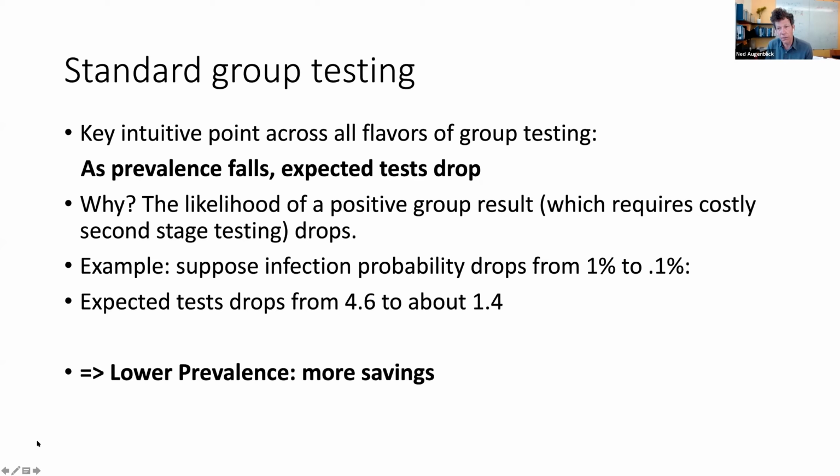Suppose that the infection probability at the time of testing drops from 1% to 0.1%. Well, then what that's going to do is mean that the likelihood that we get a negative goes up a lot. That means that the expected tests drop from 4.6 to only 1.4. And so now we get huge savings. The implication here is just that lower prevalence drives more savings.